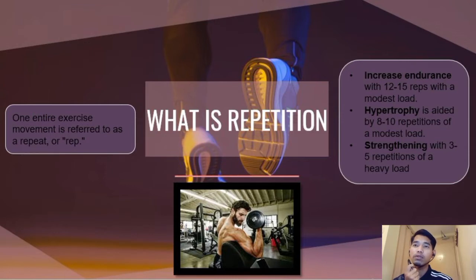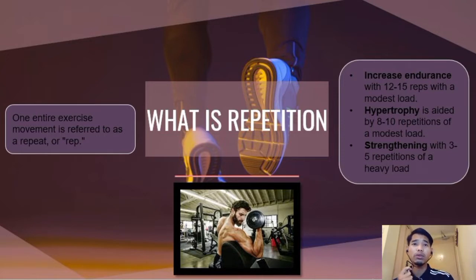the exercise. For example, if you do squat, the starting position, you stand and then you go down and then you go up to your starting position, so that is called one repetition. If you do two movements, like I said before, you go down and up to your starting position, and then you go down and up again, so that is called two repetitions of the exercise.